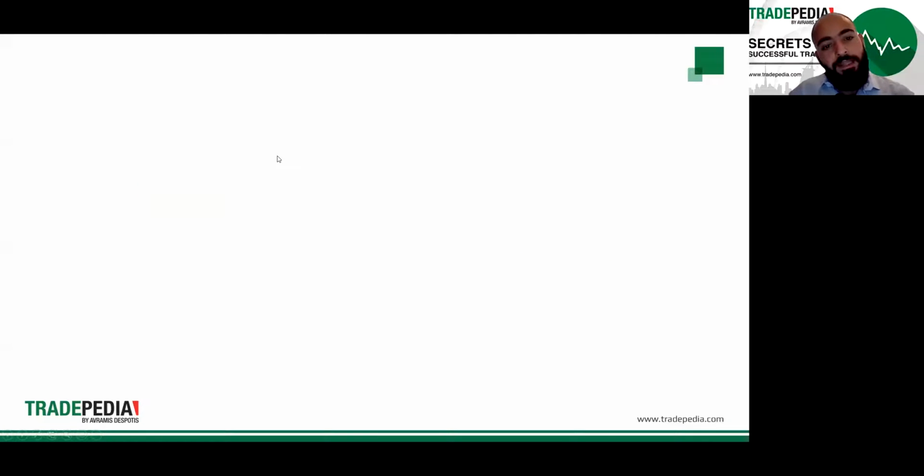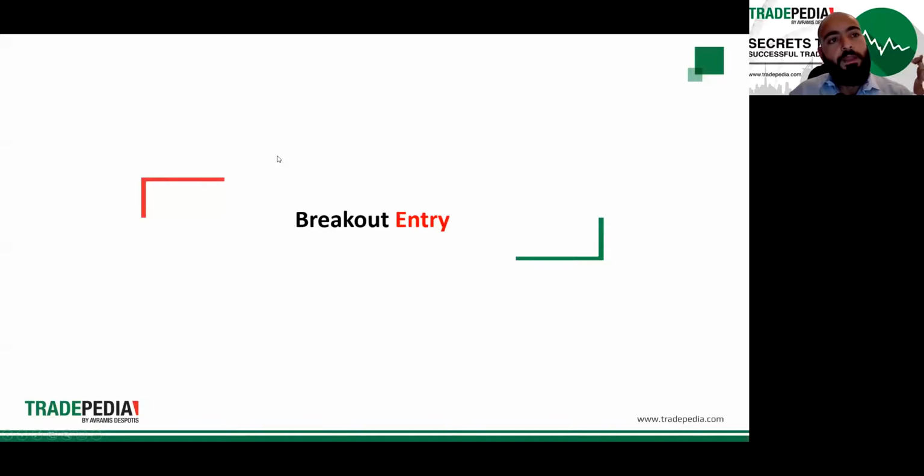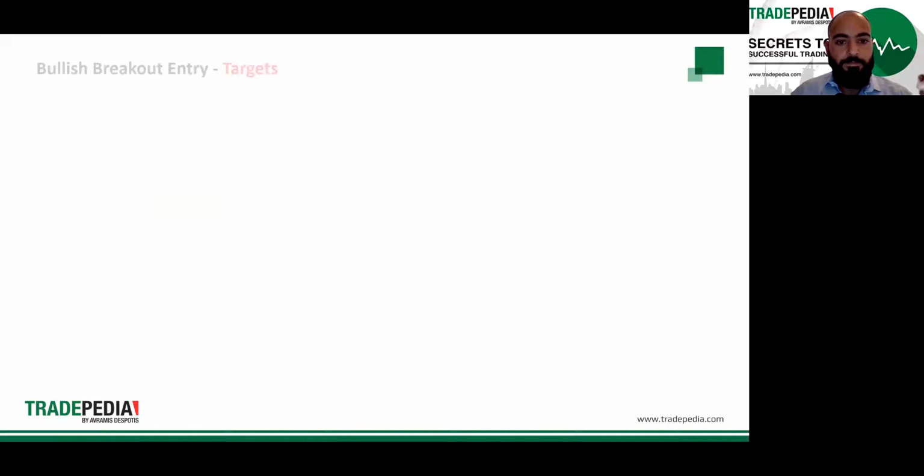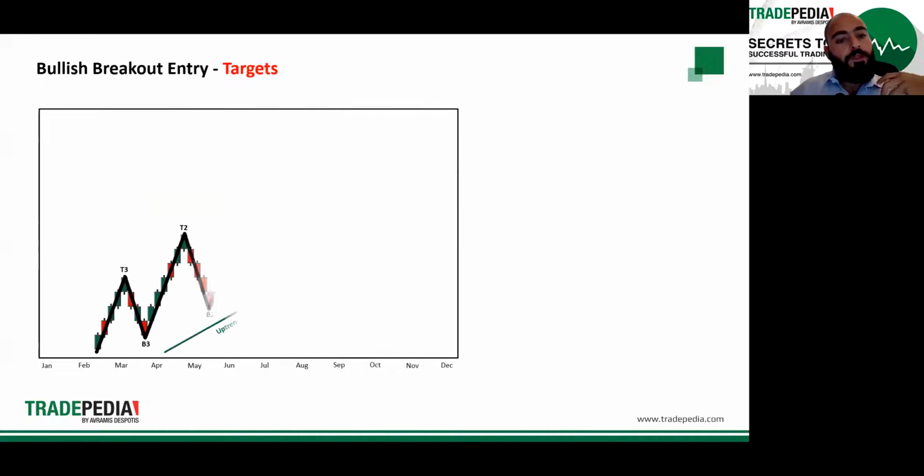Now, the second entry strategy highlighted by this indicator is the breakout entry. So, an uptrend started, the market was going down, it reversed, it is going up. So I'm starting my analysis right now. It's my first day of trading. I open my chart and I see this nice uptrend.